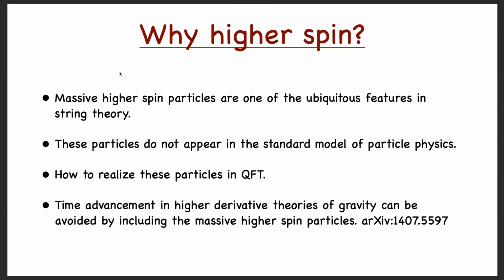Why are these particles important? Because in string theory, we already have all these particles with high spin, and their mass depends on the string length. But in the standard model, this type of particle does not appear. In the standard model, the highest spin particle is spin 1; we don't have any particle with spin 2 or more. So the question is how you can realize these high spin particles in normal quantum field theory.